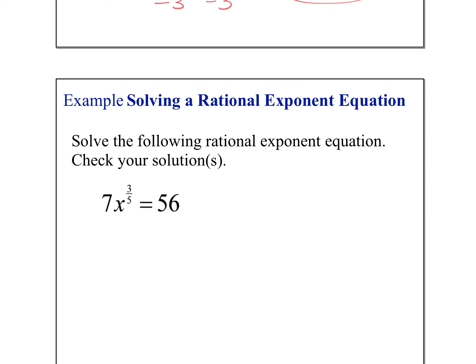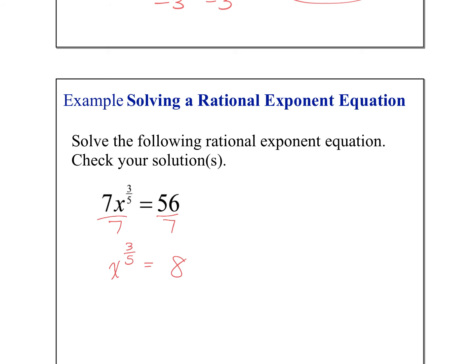All right, so then the last example here, I have a rational exponent. So we kind of have to remember how to write that. Before I actually even bother with that exponent though, I want to get rid of the coefficient. And so I'm going to start by dividing both sides by 7. And so I get x to the power of 3/5 is equal to 8.